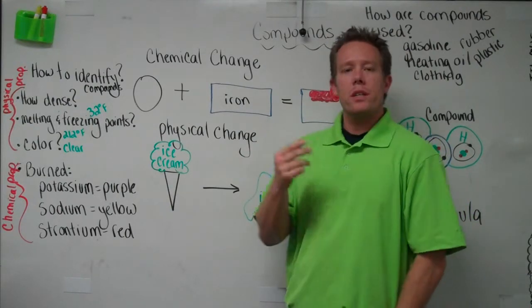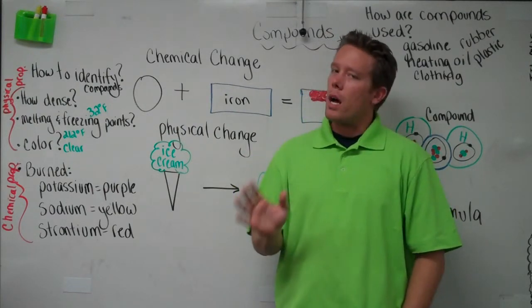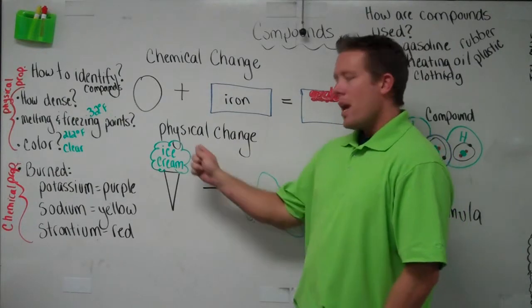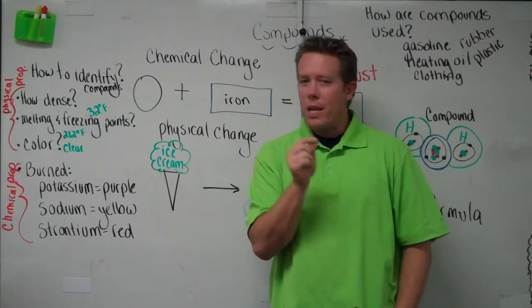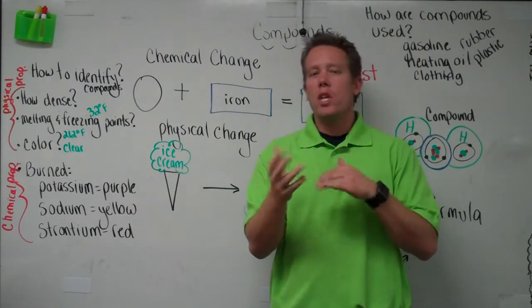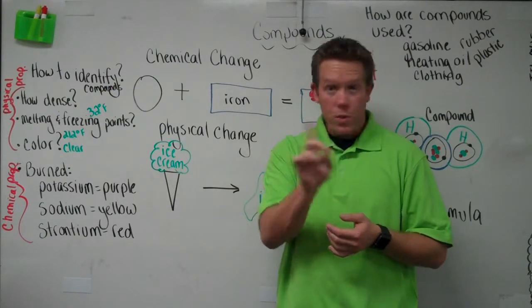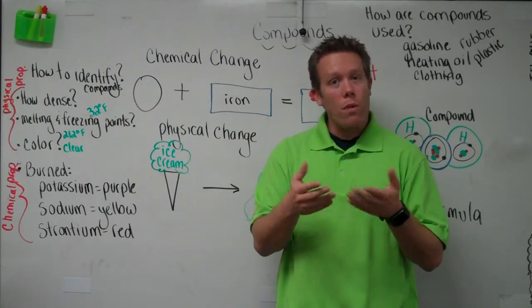How do you identify different types of compounds? A good place to start is understanding the difference between chemical and physical changes. We've talked about chemical and physical changes before, but just a reminder, a physical change is when you do not have a new substance formed, but the substance just changes shape or form. No new substances are created. It just changes shape or form.